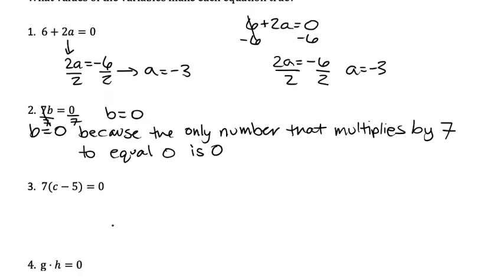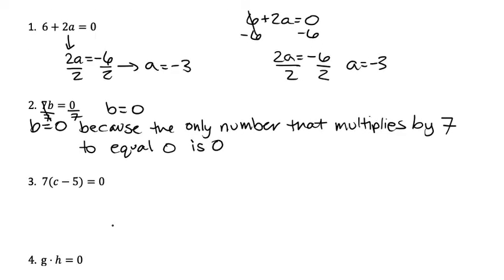Now for number 3, we have 7 times c minus 5 equals 0. Now we saw above that 7 times 0 equals 0. So this means that c minus 5 has to equal 0. And that means that c would have to equal 5.